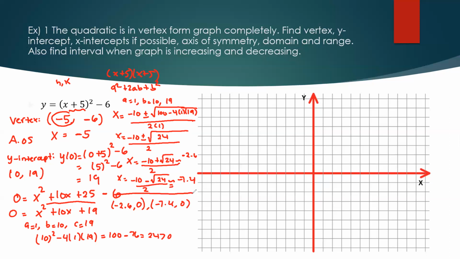Okay, so you have your two x-intercepts, your y-intercept, your vertex, and your axis of symmetry. So let's start graphing. Negative 5 comma negative 6: 1, 2, 3, 4, 5. Here's negative 5, and then go down 6: 1, 2, 3, 4, 5, 6. Okay, that's your vertex. Our y-intercept is 0, 19. Because our graph is going to be on a scale, let's pretend this is 19 right here.